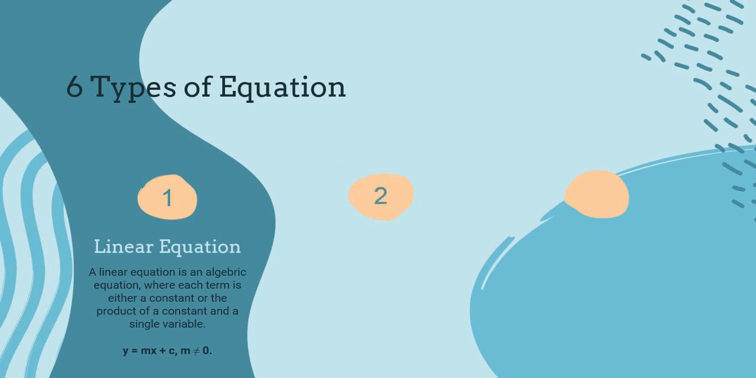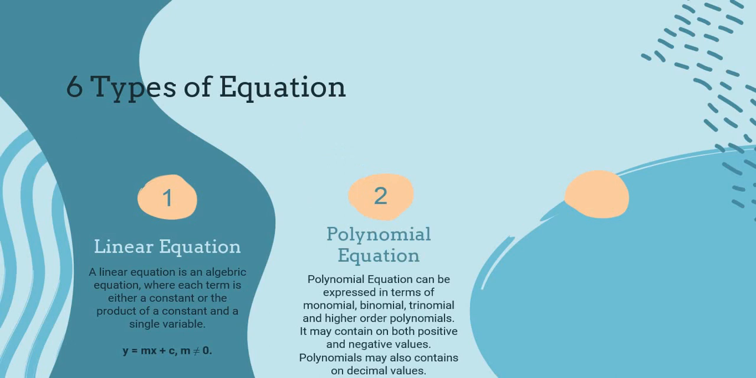2. Polynomial equation. Polynomial equation can be expressed in terms of monomial, binomial, trinomial, and higher order polynomials. It may contain both positive and negative values. Polynomial may also contain decimal values.